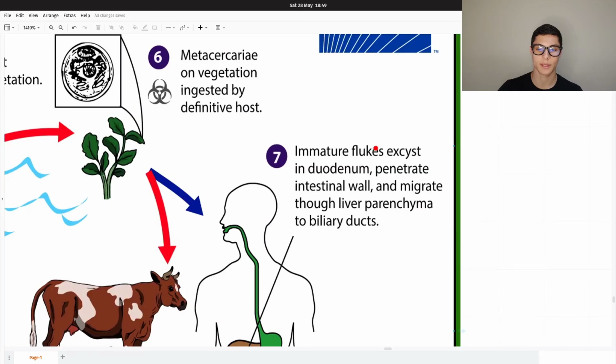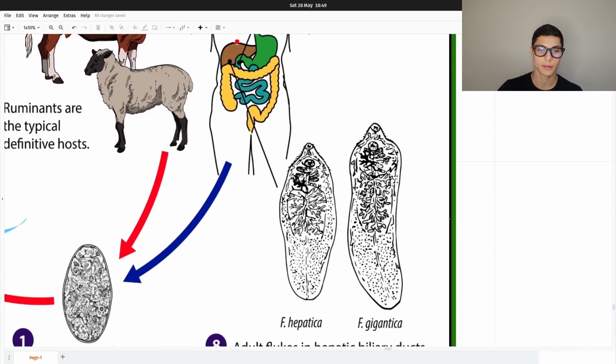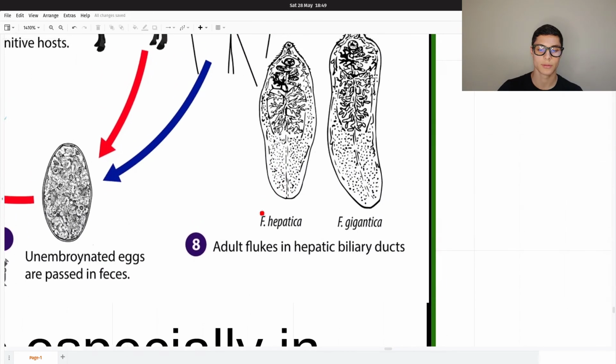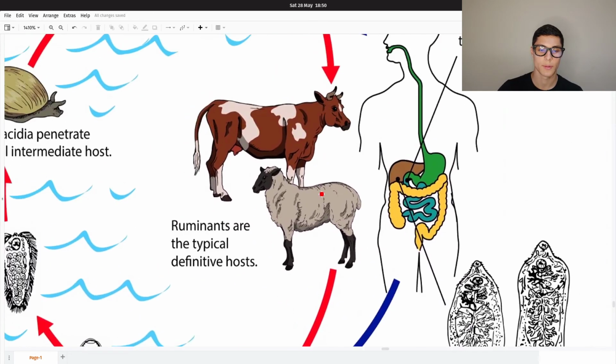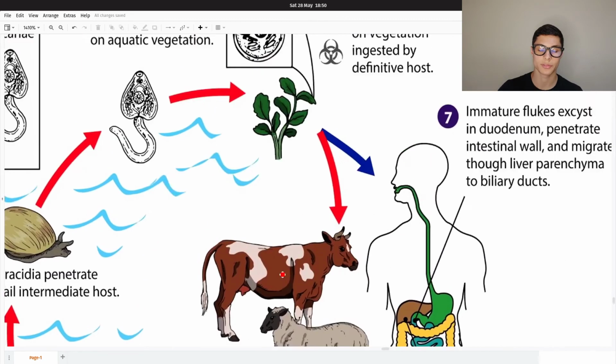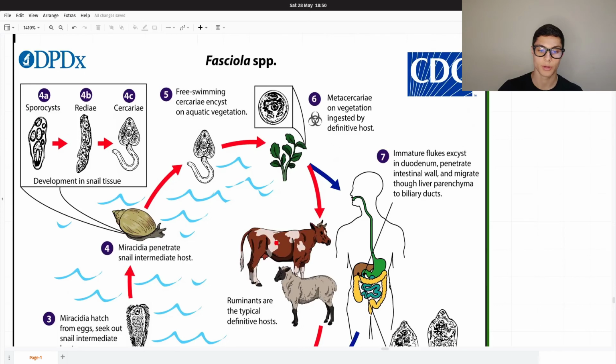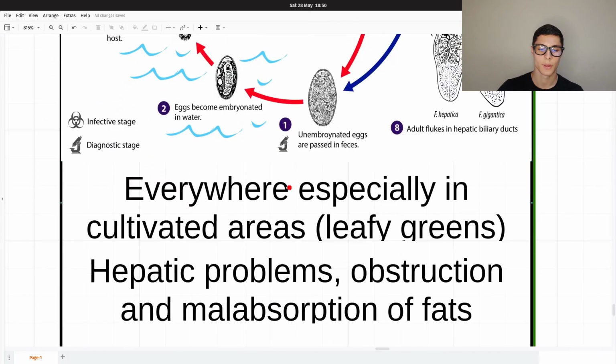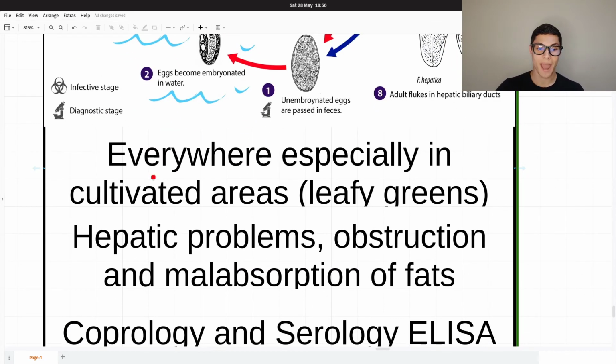Inside ourselves, they exit in the duodenum and they penetrate the intestinal wall and migrate through liver parenchyma to biliary ducts. And in the biliary ducts, the adults are created. The ruminants are the typical definitive hosts. Why? Because they eat a lot of leafy greens. Epidemiology everywhere, especially in cultivated areas where they cultivate leafy greens.